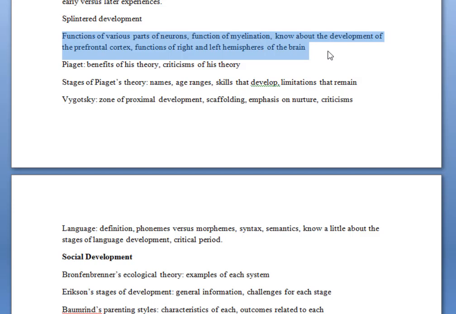For example, the left hemisphere does have some language structures that are not found on the right hemisphere. So the left hemisphere is thought to be involved more in verbal processing versus nonverbal processing more on the right side.